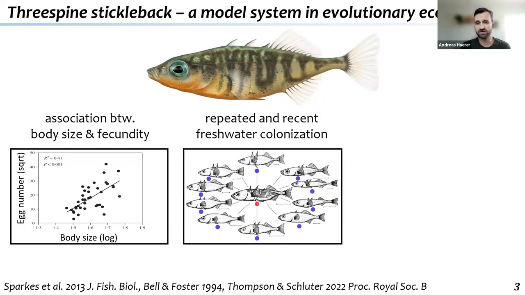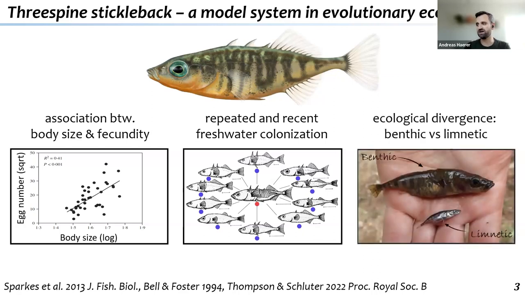Stickleback are widespread across the Northern Hemisphere and they have repeatedly colonized freshwater environments from marine habitats. And within those freshwater environments, they diverged and adapted to the similar conditions. They're also a famous example of parallel evolution associated with those colonization events. And this gives us plenty of natural replicates to see how consistent the changes are that we observe.